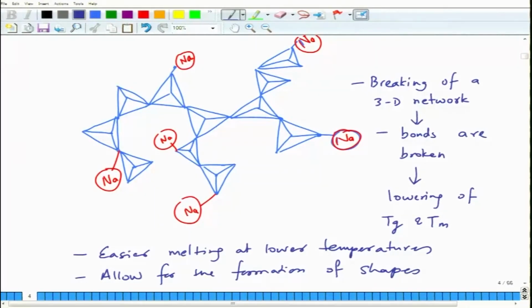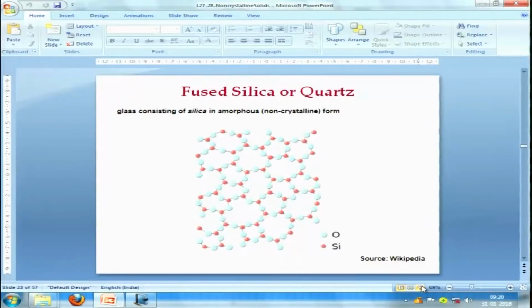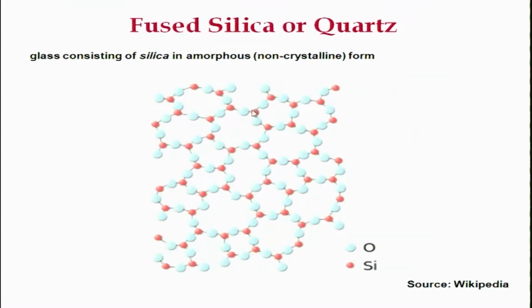Now the next thing, the silica can also make a random network where the hexagonal network will be maintained, but it will not be ordered. It will not be hexagonally ordered. So you can have a situation like this, in which you have a fused silica or quartz structure in which there are no impurities. It is 99.8, 99.9% pure silica. So basically, it is a glass which consists of silica only, but in amorphous or non-crystalline form.